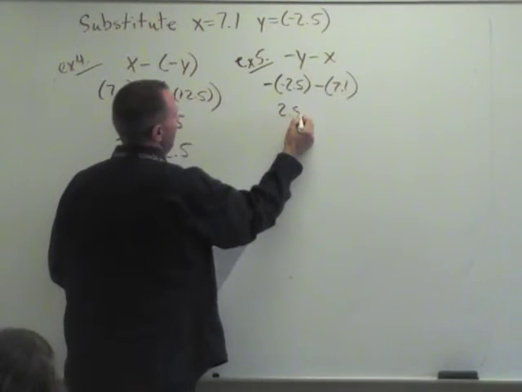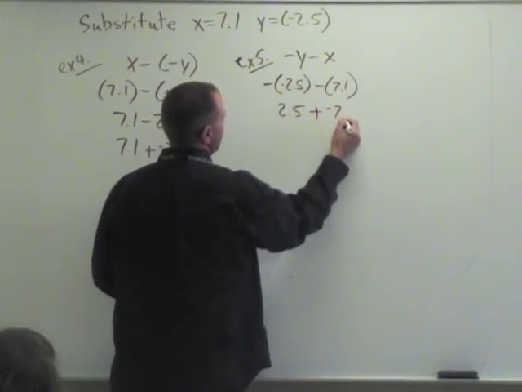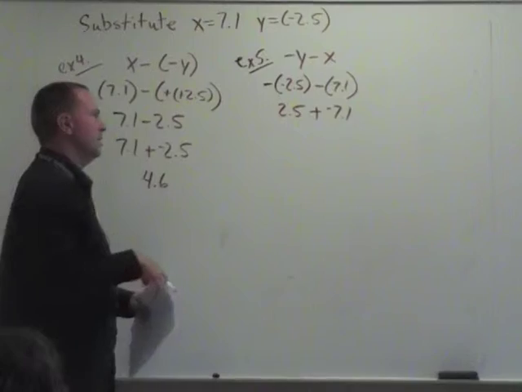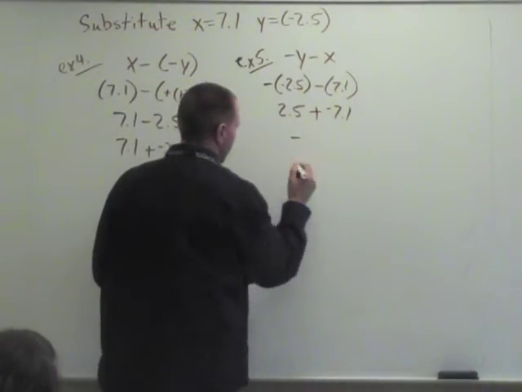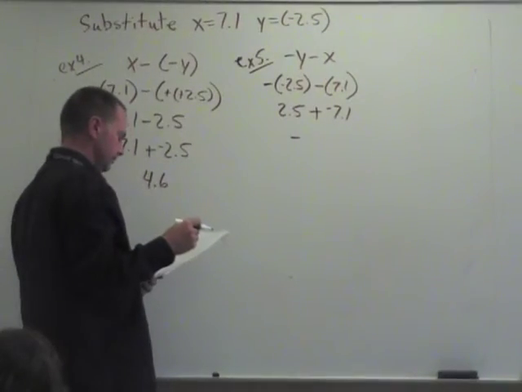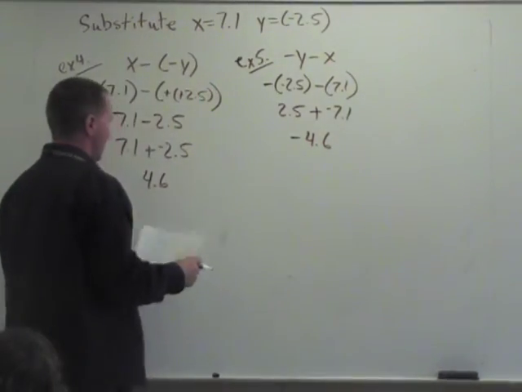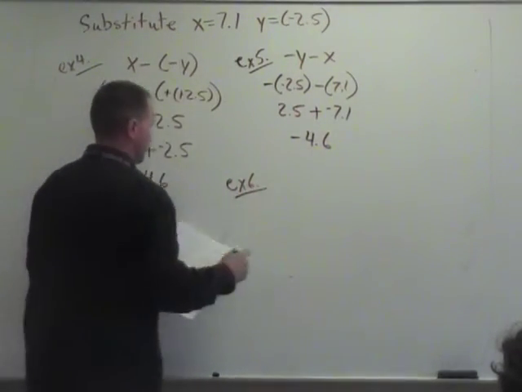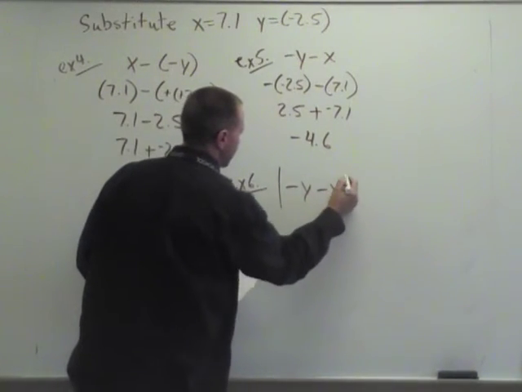There's a substitution. Minus a negative is a positive. I'm going to make that a plus. Changes the positive 7.1 to a negative. Again, like yesterday, in addition, if the signs are different, you take the difference. What's your answer? Negative 4.6. Very good. Awesome. And let's do example 6 right here. Example 6 is the absolute value of negative y minus x.